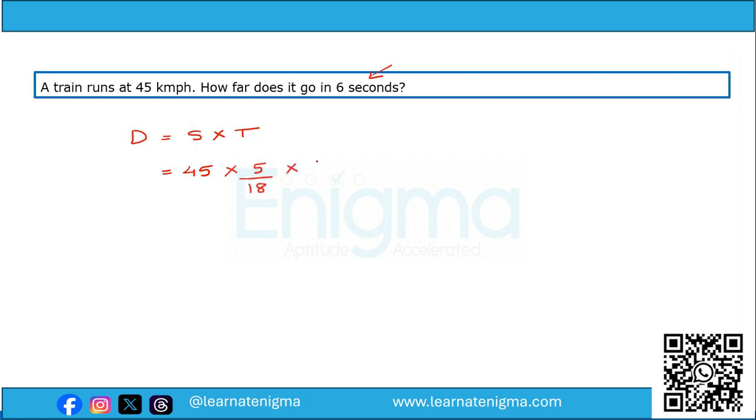And the time is 6 seconds. So 6 threes are 18. 3 into 15, we have 45. So therefore, distance is equal to 15 fives are 75 meters. So the train will travel 75 meters in 6 seconds.